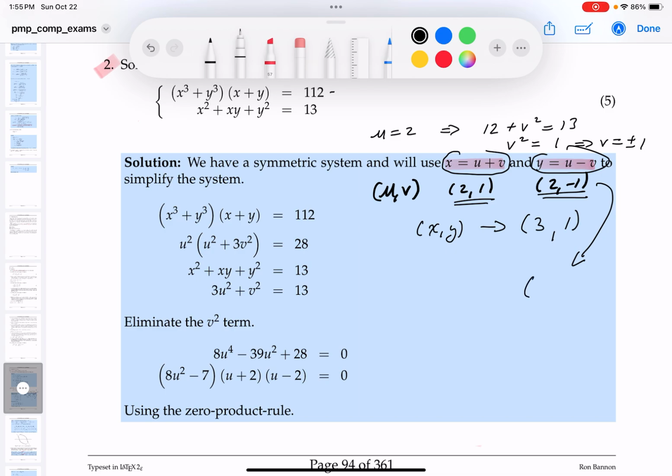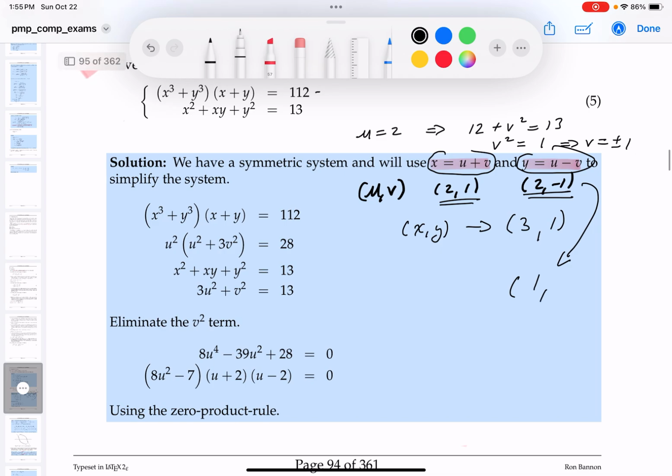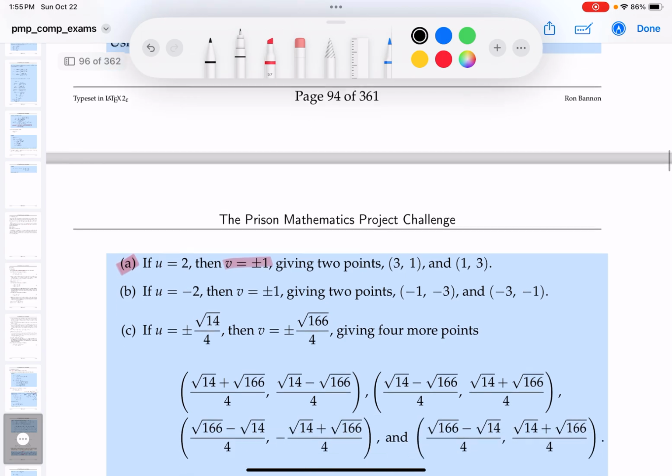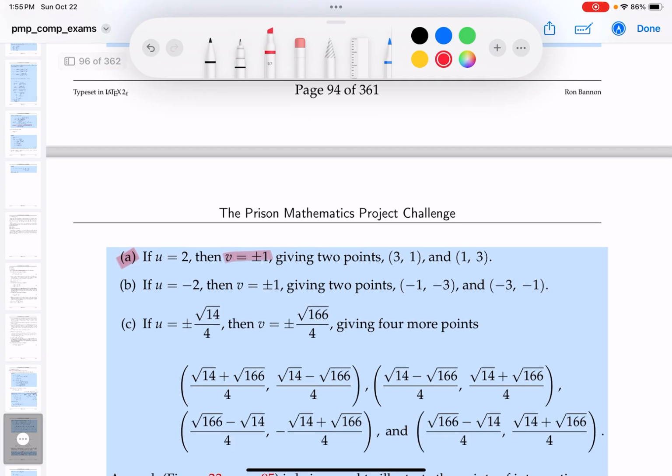x is going to be u plus v. That's going to be 1. And what are you going to get for the y? You're going to get u minus v, and that would give you 3. And that's where these are coming from. All right, that's where I'm getting these things over here. So you have to do it for each one, by the way. For example, the next one, you're going to try u to be minus 2. You can get this over here. You get these 2 points over here.